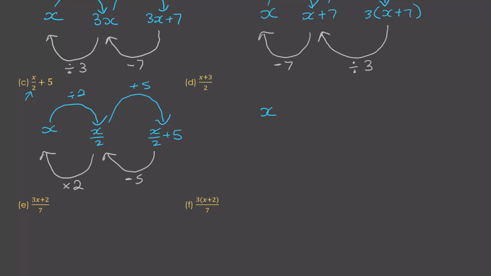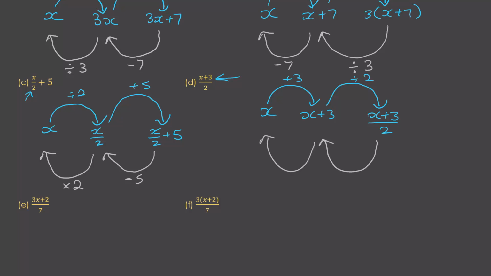Starting with x here, the first thing that happens is that we add 3, which gives us x plus 3. We then divide the whole of that by 2, giving the (x plus 3) divided by 2. Now the undo phase, come backwards, and we do the inverse operations. So we multiply by 2 and we subtract 3.